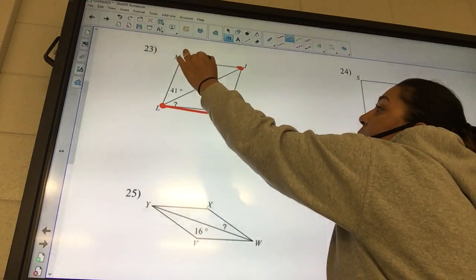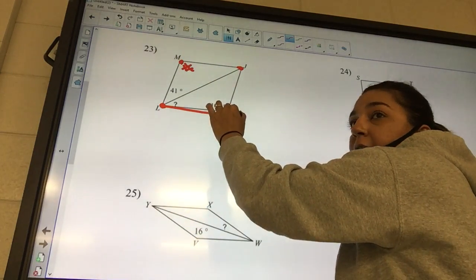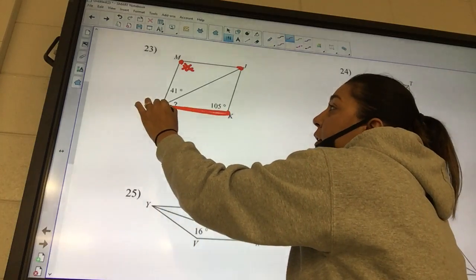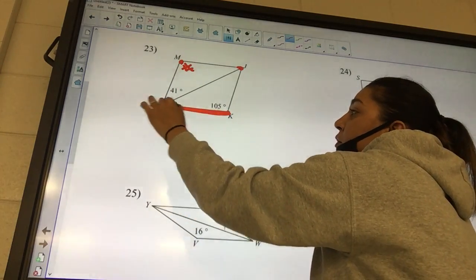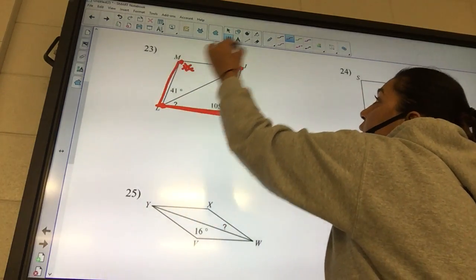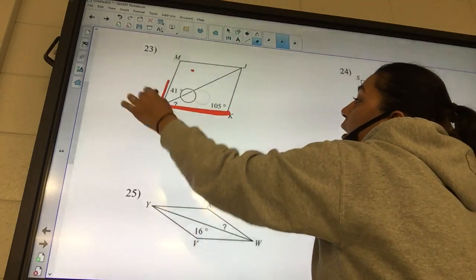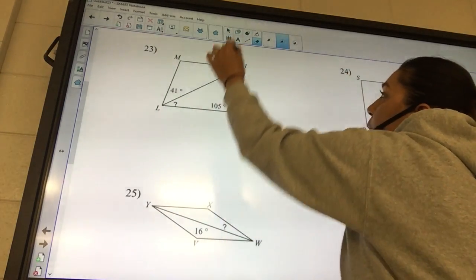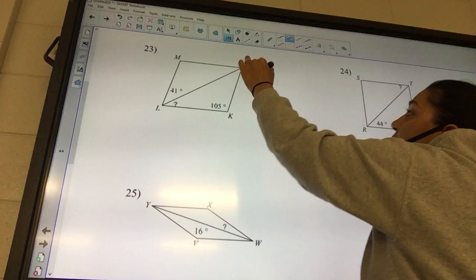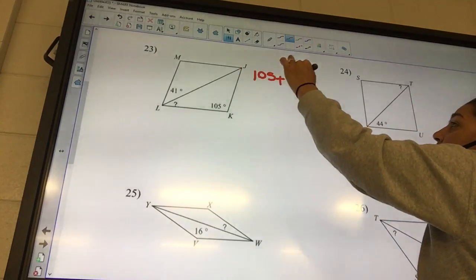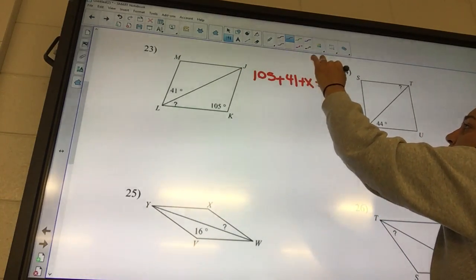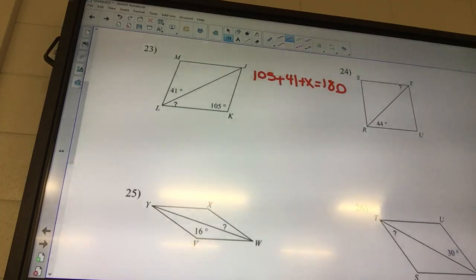Okay? Now, pretend that this was our angle. Could you get there with only connecting one dot? No, okay, because you can't travel through the middle. There's no path, and so that has to be opposite sides. Okay, so that's the best way that I can think about it. So this one is going to say 105 plus 41 plus x equals 180. Good. What's 105 plus 41?